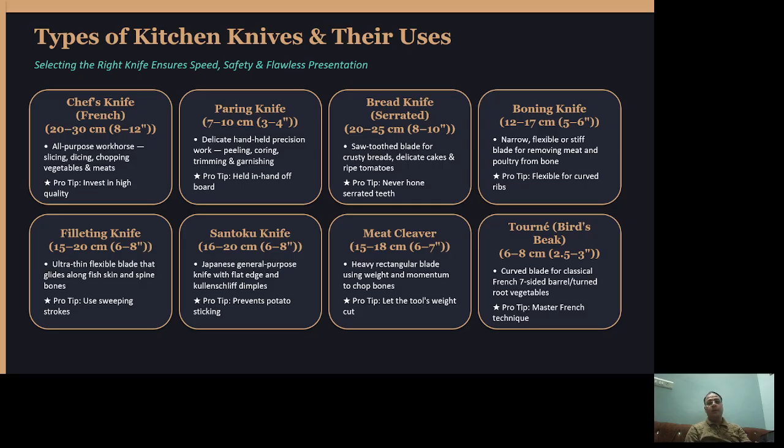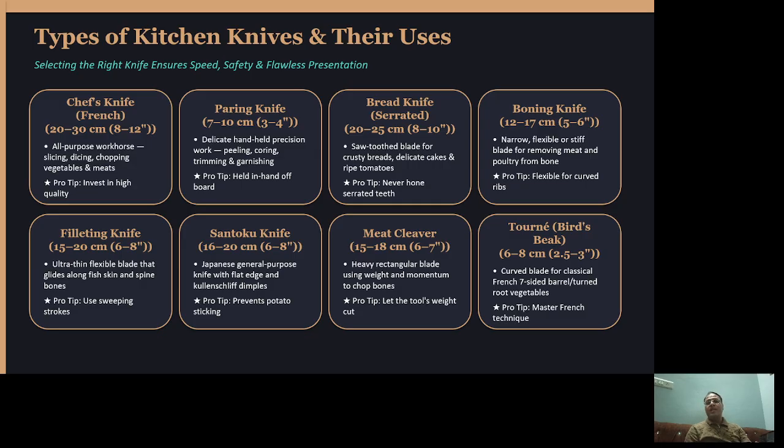Then we have the santoku knife, which is basically a Japanese knife. It is a sharp-edged knife used for delicate items, and there are small dimples on that knife so that carbohydrate-rich vegetables like potatoes, colocasia, and sweet potatoes can be cut without sticking.